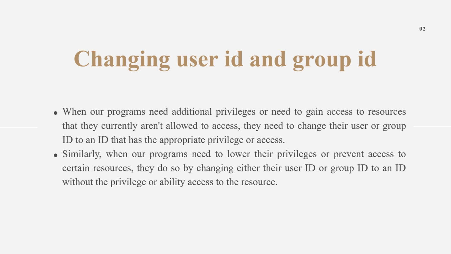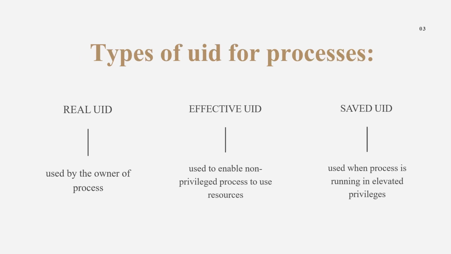Similarly, when a program needs to lower its privileges or it has to prevent the access to certain resources, then again it has to change the user ID to one without the privileges or ability to access the resources. Before saying how to change the user ID and group ID, let me briefly explain the types of user ID that the process can have. It can be real user ID, effective user ID, or saved user ID.